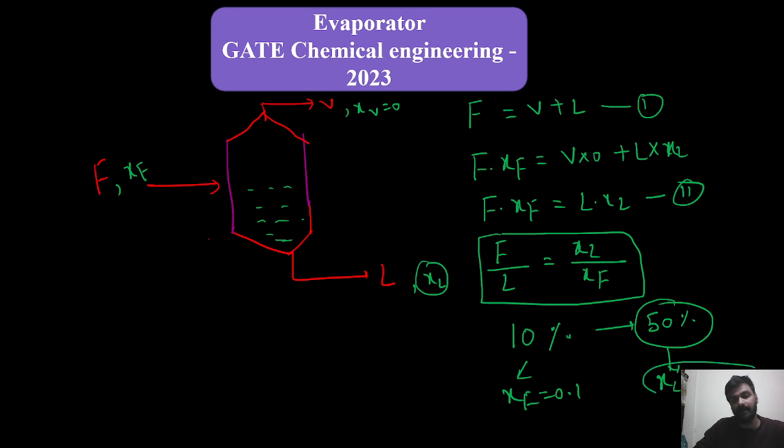So if some F value is given in the problem, and you are given XF and XL, you can calculate the value of L, and from there you can substitute the values of F and L here, and you will get the value of V. And after some time I will let you know that V is called the capacity of the evaporator, right? So I think up to this, all the concept is very clear, the overall material balance and the individual solute balance, which I have done here.